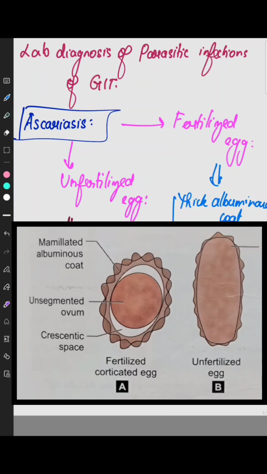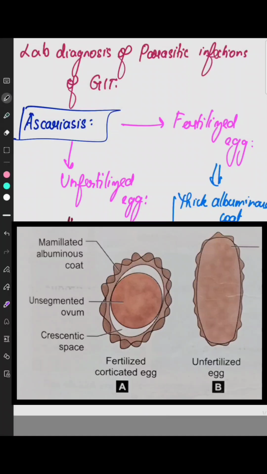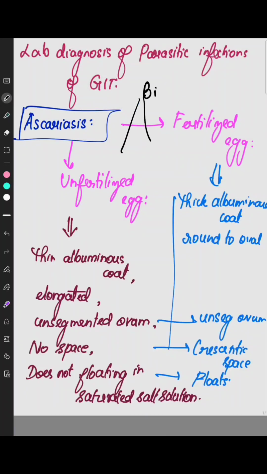The eggs will be bile stained, appear golden brown in saline mount, and float in saturated salt solution. Here you can see the picture of fertilized and unfertilized egg, and as I have told you before, both are bile stained and appear golden brown in saline mount. And you can see the adult form by naked eye or barium meal X-ray of GIT, and antigen detection, molecular test. Eosinophilia will be present, and you can see the presence of Charcot-Leyden crystals in sputum and stool.